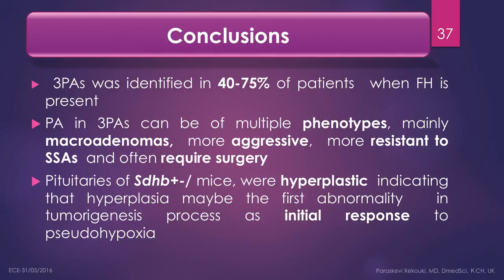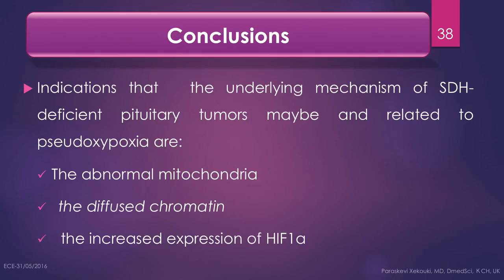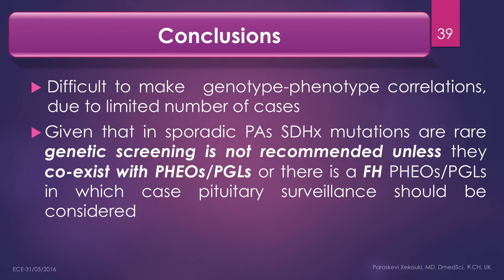I have to remind you here that in p18, p27, PTTG overexpressing mice, and I think in beta-catenin, the hyperplasia has also been shown. Indications that the underlying mechanism of SDH-deficient pituitary tumors may be related to pseudohypoxia are the abnormal mitochondria, the diffused chromatin, and the increased expression of HIF-1 alpha. However, more studies are required. It's difficult to make genotype-phenotype correlations due to the limited number of cases.